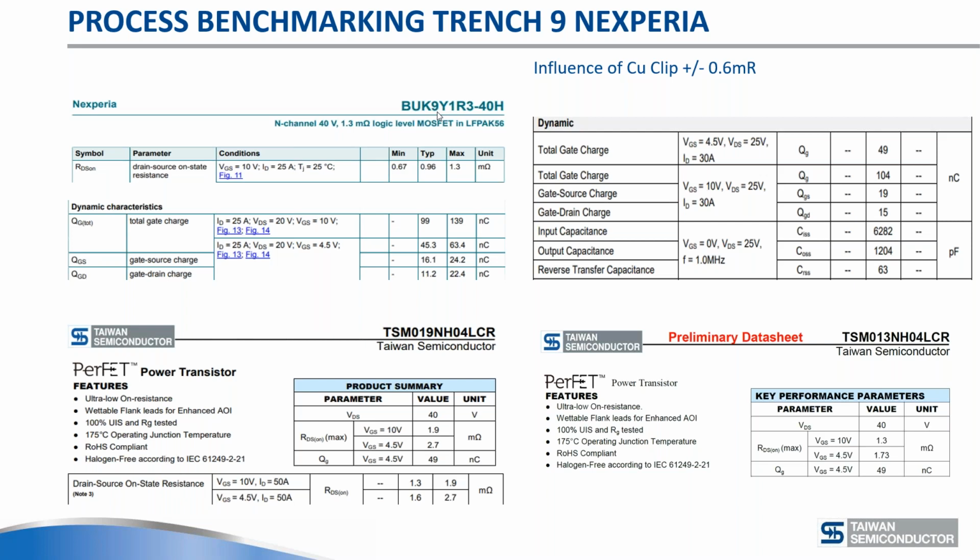So even here, we are fairly competitive, and the performance of our products will be fairly competitive against Trench 9, which is the latest generation of NEXPERIA. NEXPERIA still does a lot of business in the Trench 6 and Trench 5 generations, and those are the older generations. So again, in the product range we discussed, we will probably do very well against NEXPERIA.